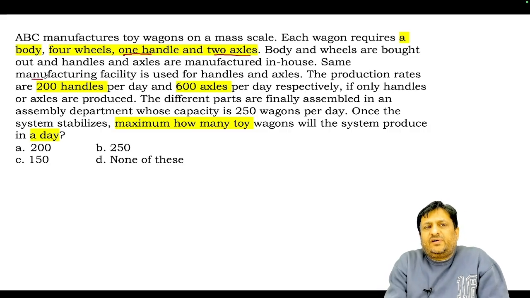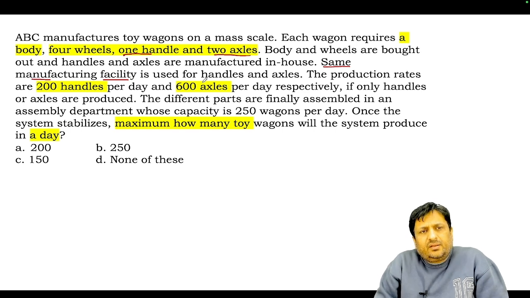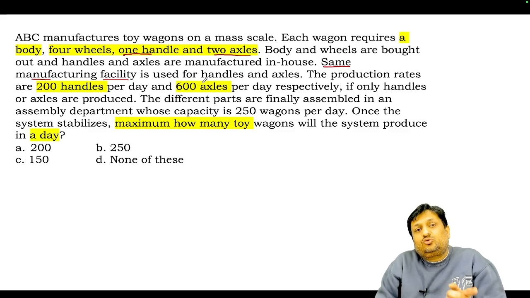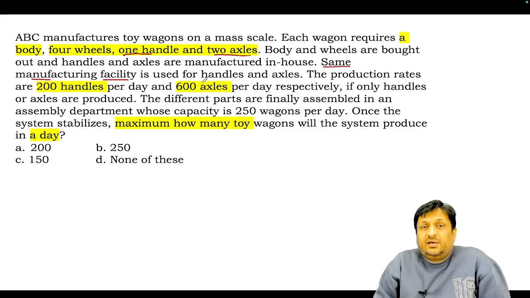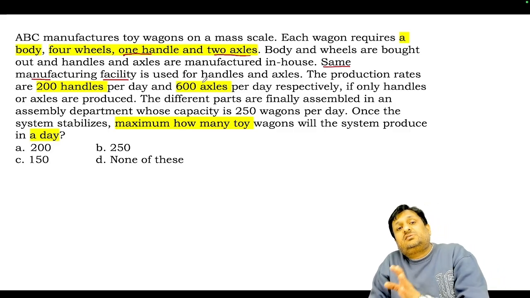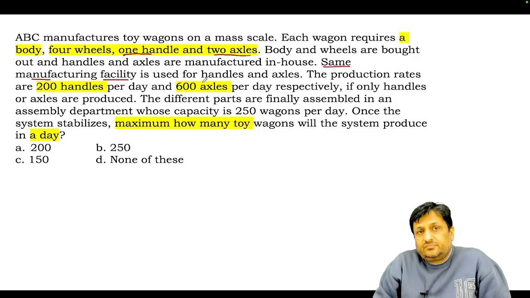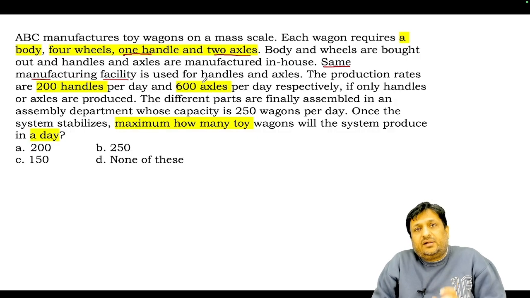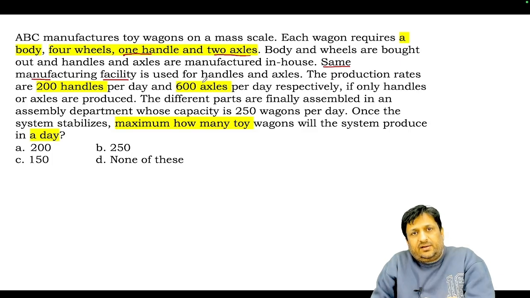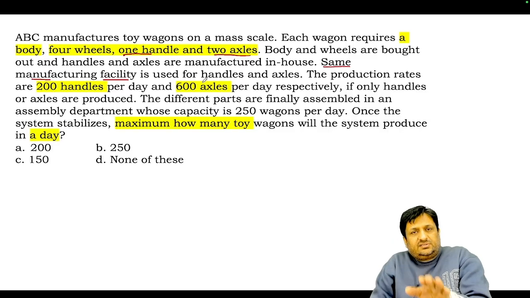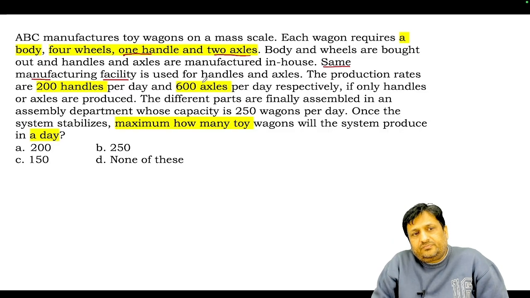Now, the same manufacturing facility is used to produce handles and axles. If we produce only handles, then the facility can produce 200 handles in a day. If we produce only axles, it can produce 600 axles in a day, which is thrice of 200. So I can deduce that in the time required to produce one handle, I can produce 3 axles in the same facility, isn't it?